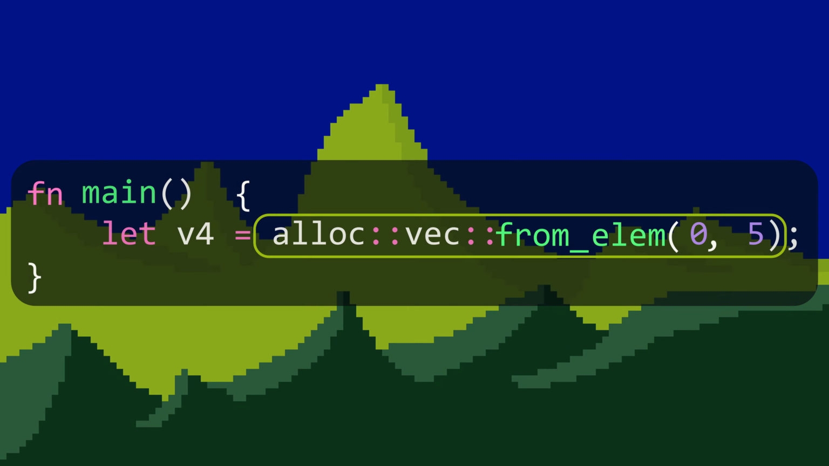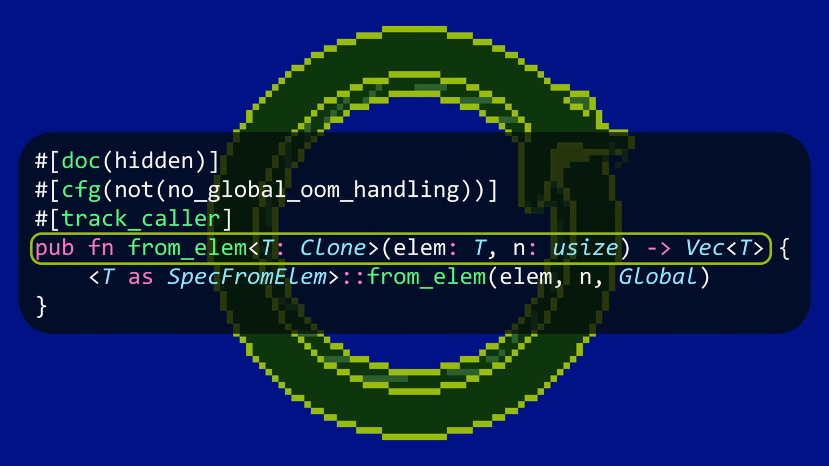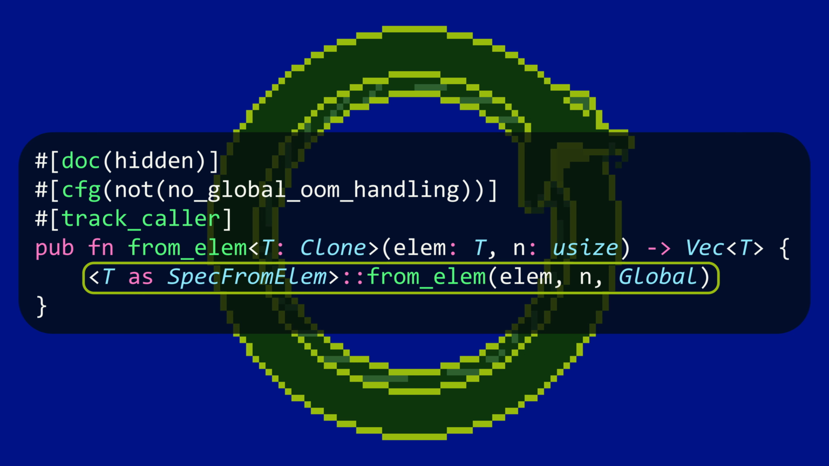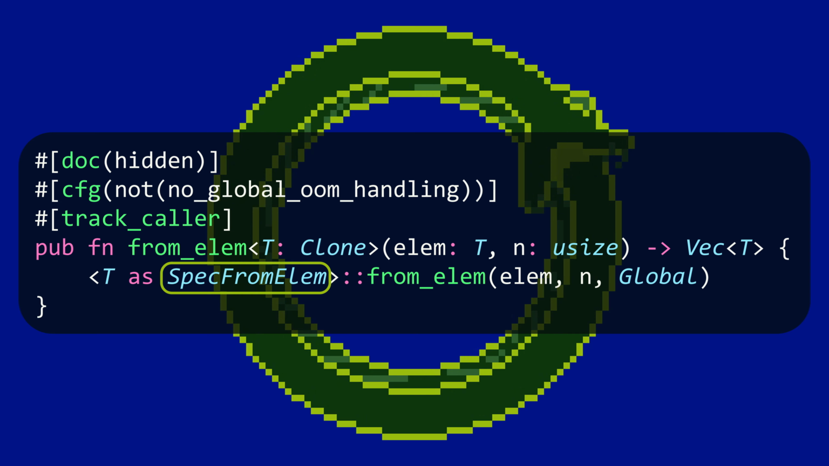Let's see its implementation. The function takes a T elem and a usize n. It returns a vec T, just what we're looking for. Note that T must implement clone. The function calls this method, T as SpecFromElem, from elem, passing in elem, n, and global. T as SpecFromElem means that we're letting the compiler infer which from elem method implementation to use depending on our type T. SpecFromElem seems to be a trait that defines the from elem method.